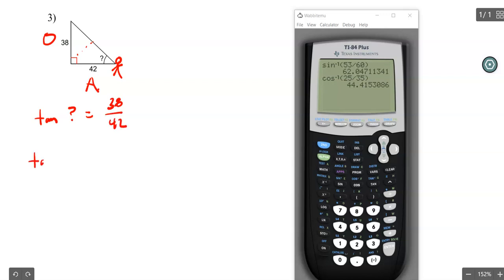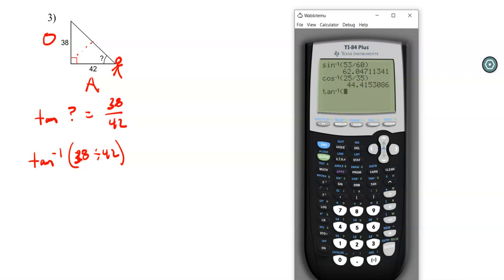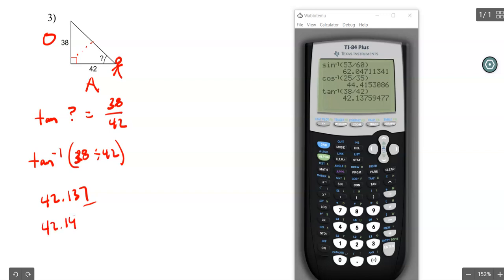And then we're going to do the inverse tan. You always got to use the inverse when you want to find the angle measure. And that should be 38 divided by 42. So second tan 38 divided by 42. Oop, that's 4, 2. And we're getting 42.137. Again, that 7 tells me to round it up. So 42.14.